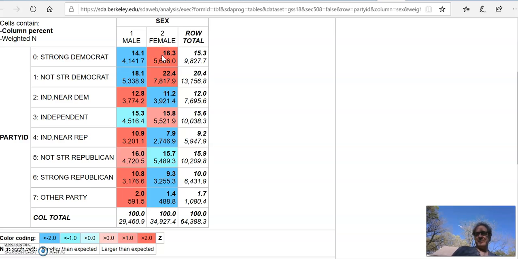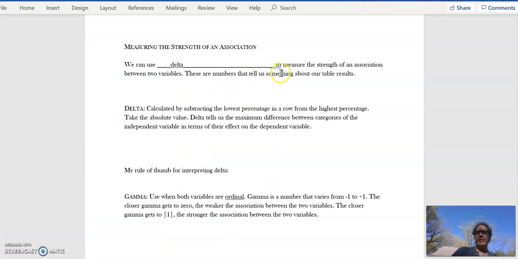It's called delta. Delta is a Greek letter, D. It's equivalent to D in English. D for difference, or delta for difference. I'm looking at the difference between men and women. The difference is about 2.2% in this row, the strong Democrat row. So we use delta to measure the strength of an association between two variables. And I can see in this table, the strength is not great. It's only about 2 percentage points difference.